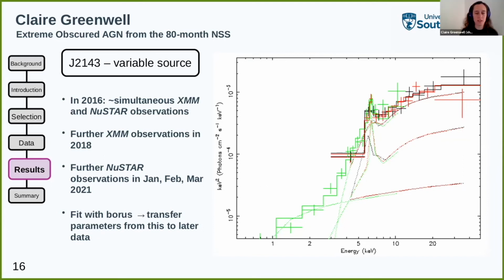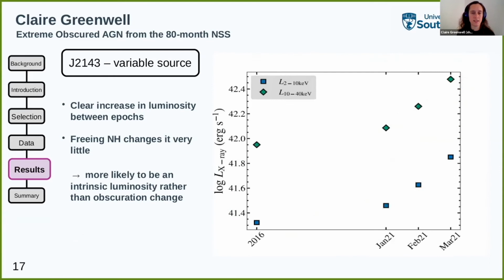What I've done with this is fit the 2016 data with BORUS again, and then assume that the parameters stay the same except for the normalization for the later data. And so what you see is that the luminosity has increased by about half an order of magnitude. But when you consider how close these second 3 results are together, on the order of a couple of months, it is quite a quick rise in luminosity. So this is with the NH fixed. If I free it and try and refit them, it doesn't change it a lot. So I think it's more likely that it's an intrinsic luminosity change rather than variable obscuration that we've got there. But it's still a nice, interesting source.